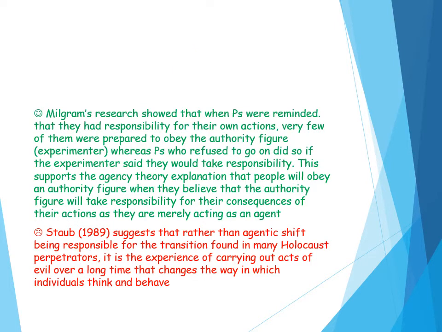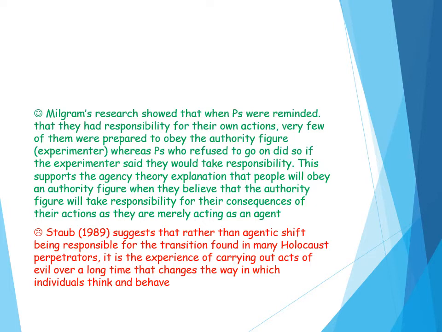So supporting evidence for this. When Milgram's participants were reminded they had responsibility for their own actions, very few of them were prepared to obey. So obedience rates decreased. When they were reminded that they were in the autonomous state, that they weren't acting as an agent for someone else, they refused to obey. Obedience rates decrease. So it supports agency theory because people will obey when they believe that they are not responsible for their actions and the authority figure is.